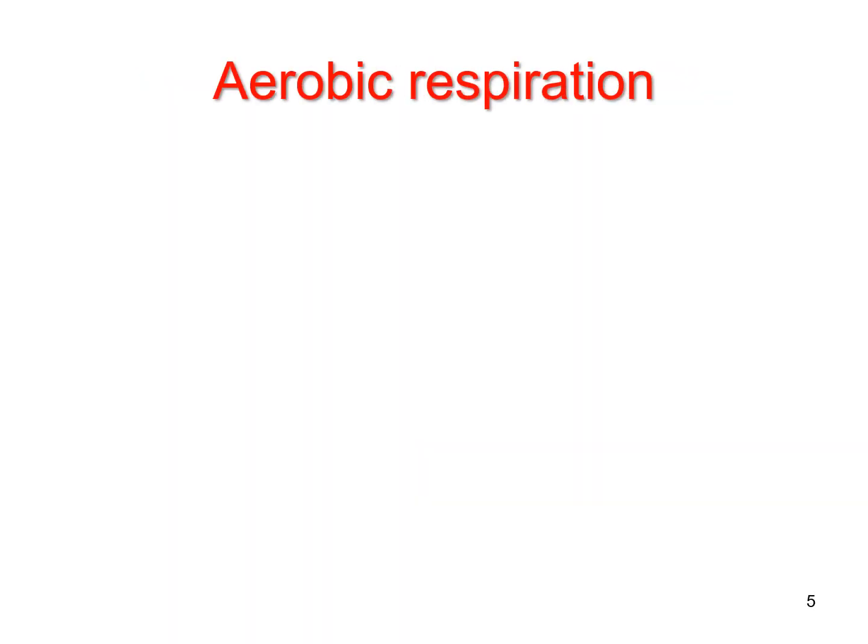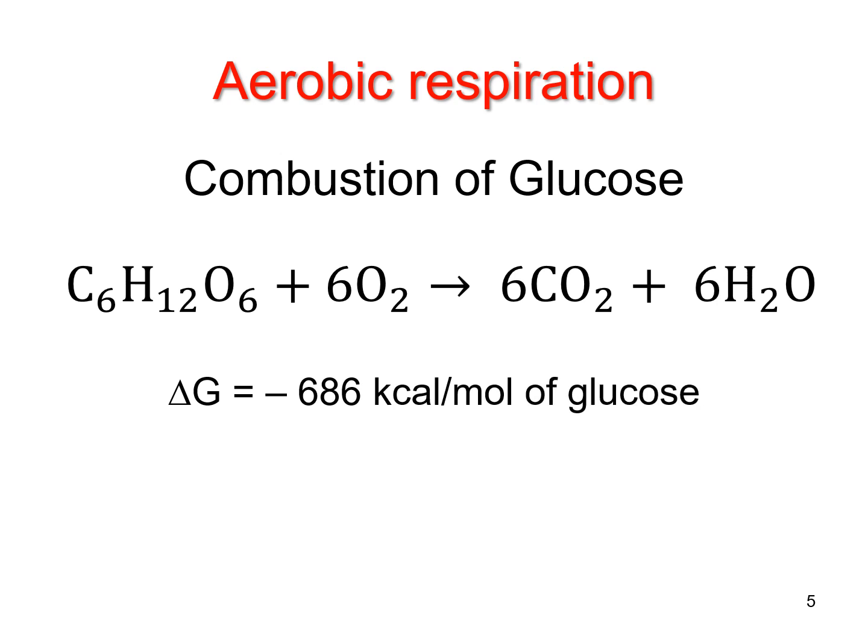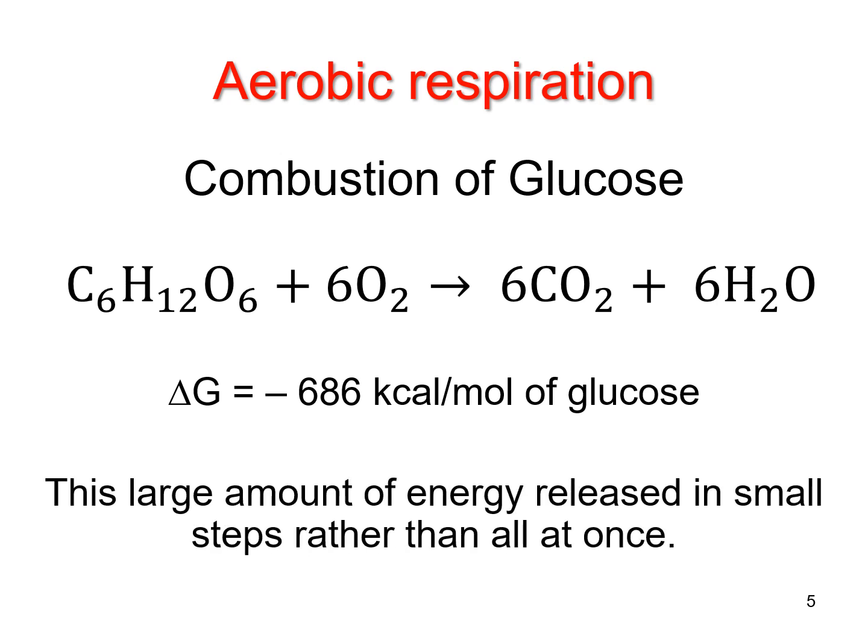In order to release all of the energy in glucose, it must be combusted. It then releases 686 kilocalories per mole. Of course, living organisms can't live if they burn up, but they can accomplish the complete oxidation of glucose in the small controlled steps of aerobic respiration.